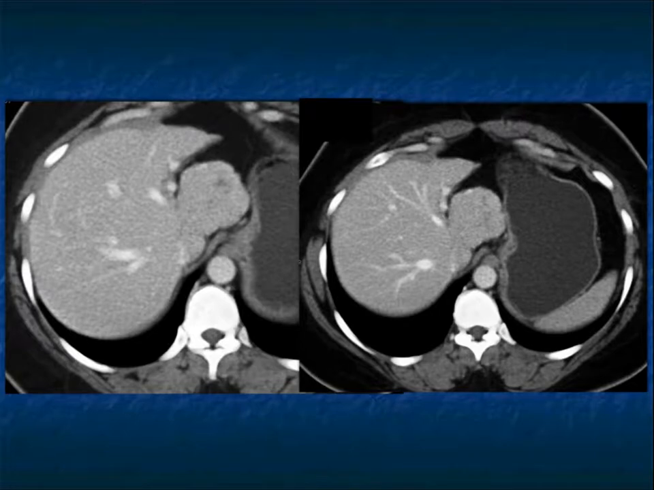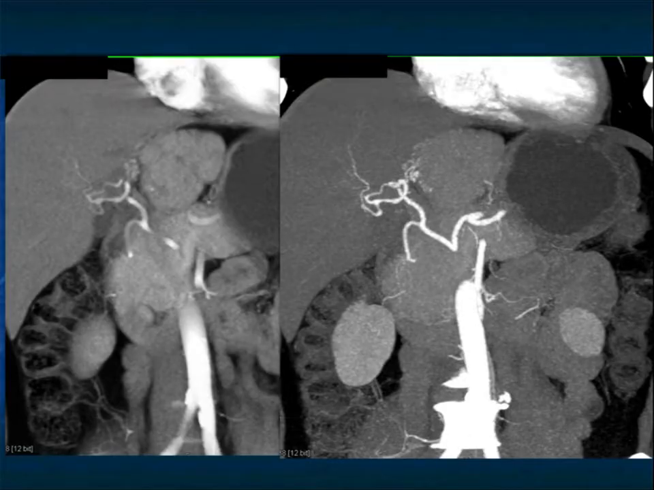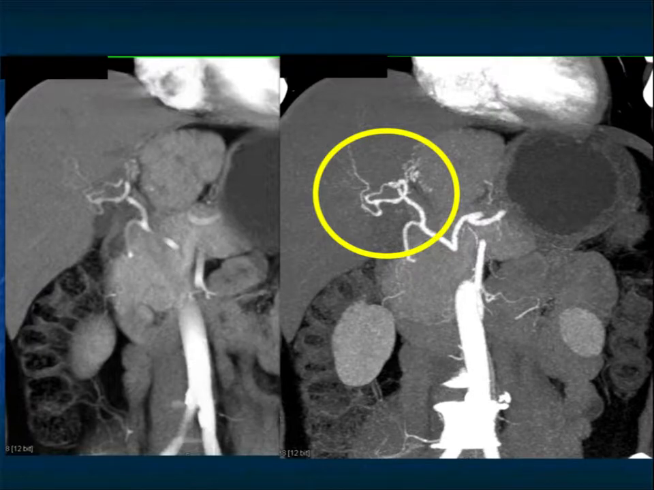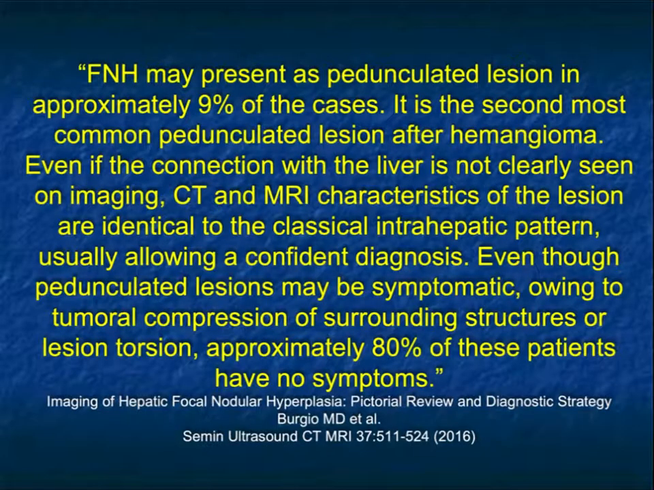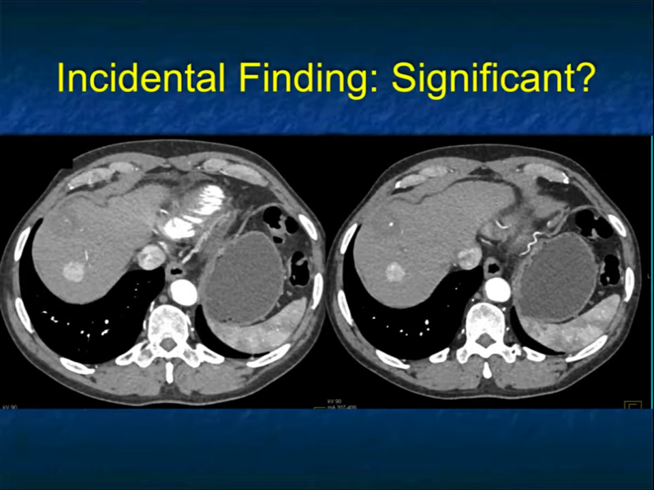Well, this is an exophytic hemangioma. Normal vascularity, some feeding vessels, but again, something to remember: I showed you how they can be in the periphery, they could be almost pedunculated, and here is essentially a pedunculated lesion near the patient's caudate lobe. So FNH may present as a pedunculated lesion in 9% of cases. I don't think it's that high, but it is a challenge, and you want to be careful that you make the right diagnosis. So what about this incidental finding?